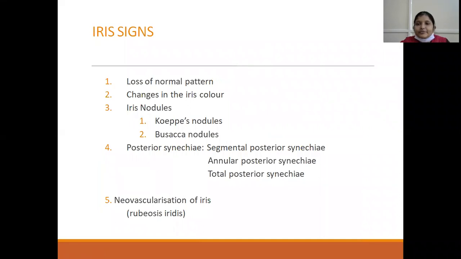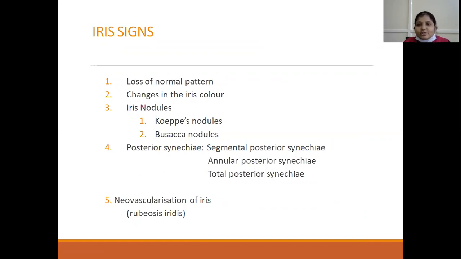Next, coming to iris signs. There is loss of the normal pattern of the iris because of edema and waterlogging of the iris. So what is the normal pattern? There are crypts and ridges. So these crypts and ridges will be absent in uveitis. And there is change in the iris color. The iris becomes more muddy.